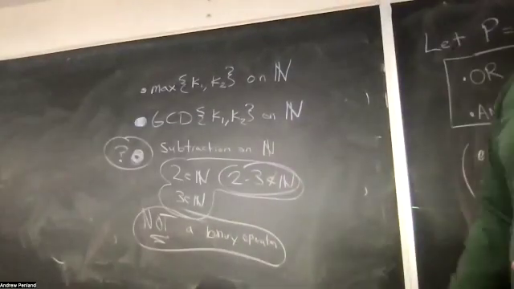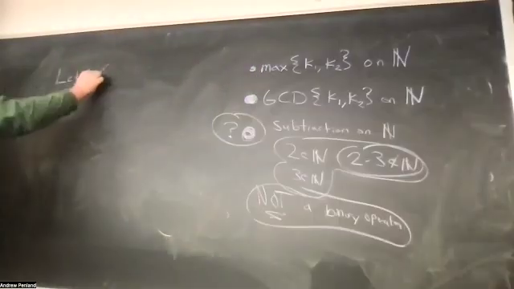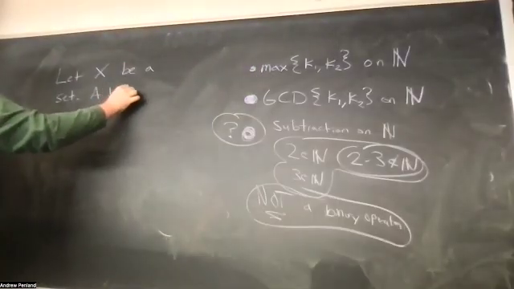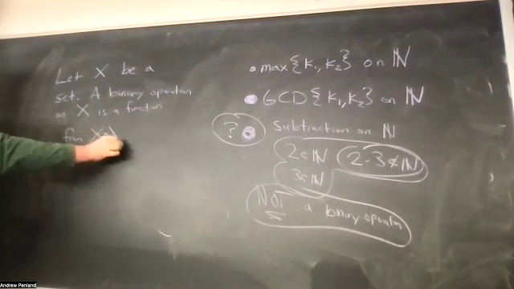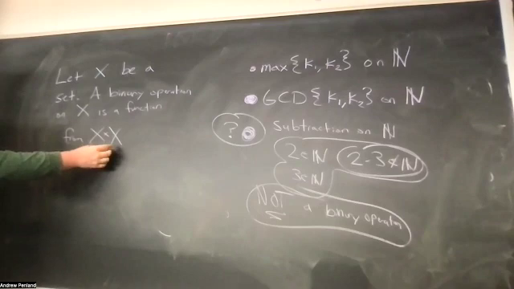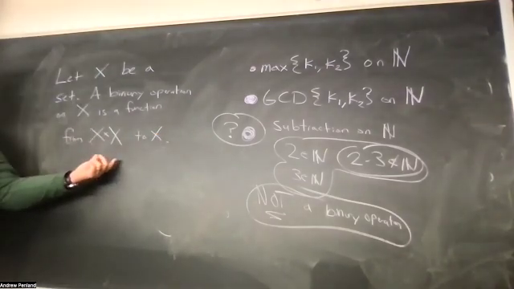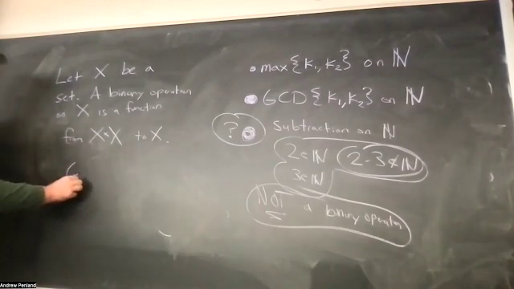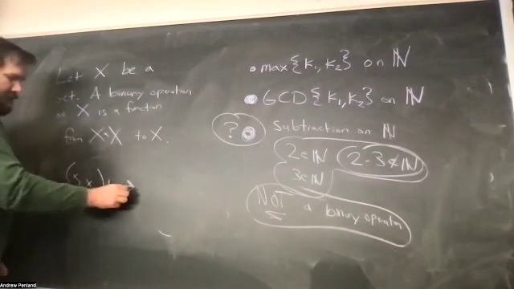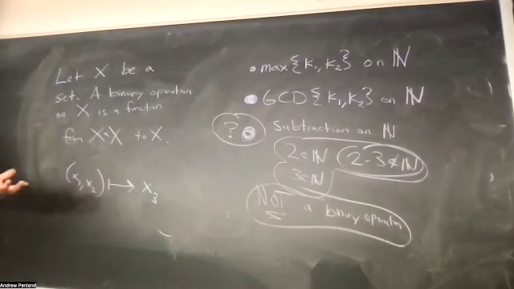If you remember our definition of Cartesian product, another way that you could define a binary operation is to say let X be a set. A binary operation on X is a function from the Cartesian product of X with itself, X cross X, to X. Because what is this X cross X? These are ordered pairs of elements. So you take a pair, x1, x2, and it gets sent to some other element, which could be the same as one of these. I say some other, but it doesn't have to be distinct from them.